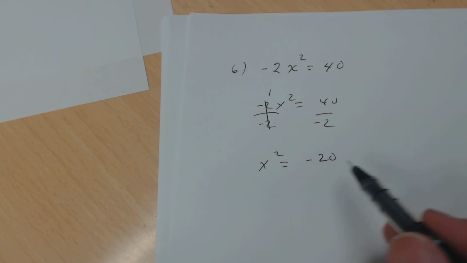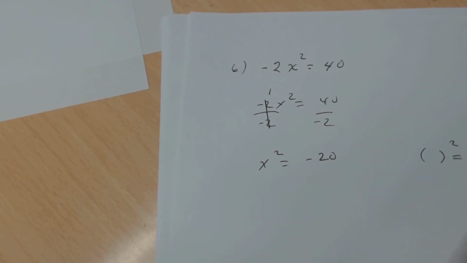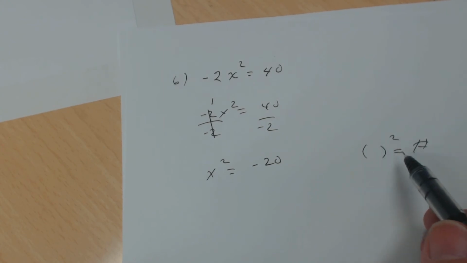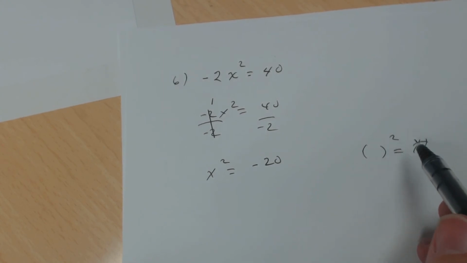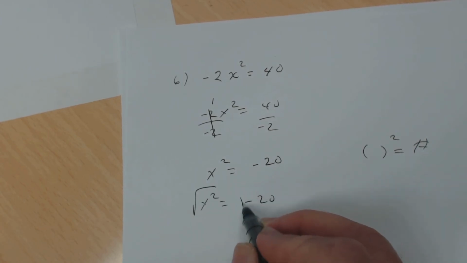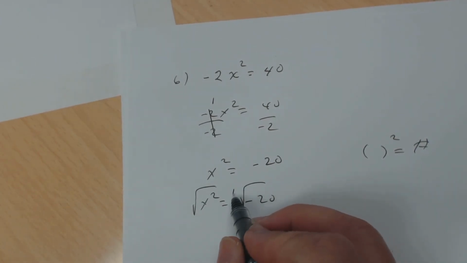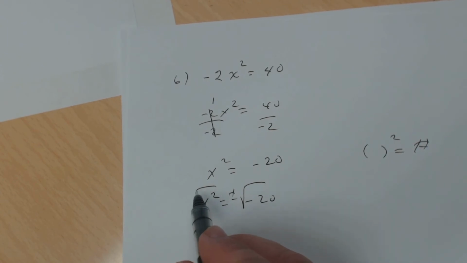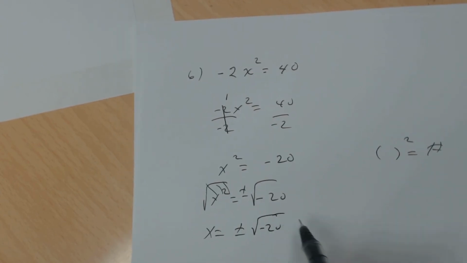And now I've got x squared by itself. So remember, to have that form, something squared equals a number, then you can take the square root of both sides. Don't forget the plus or minus. So basically, you're going to say this: square root of both sides, plus or minus. The square and the square root undo each other. So you get x equals plus or minus the square root of negative 20.